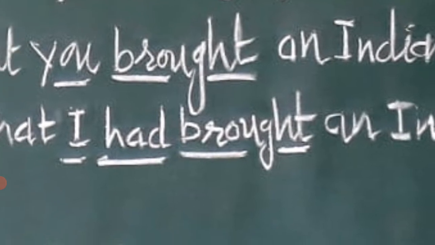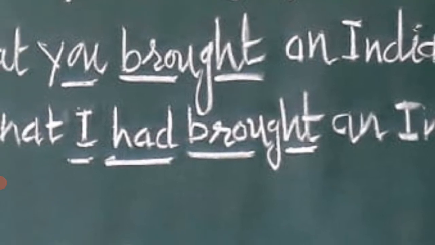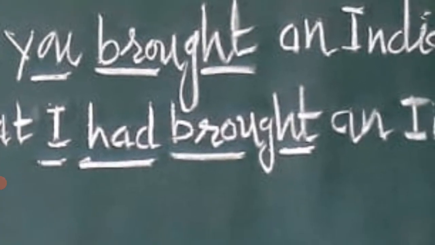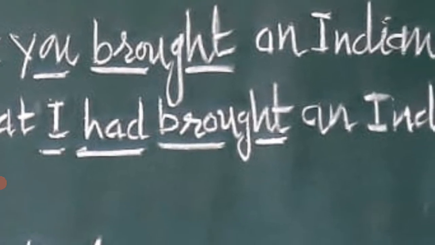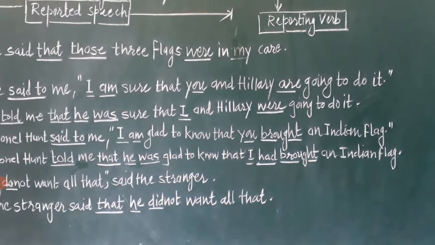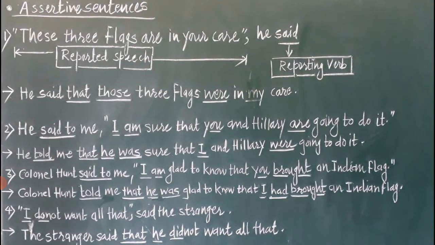That's why "you" is converted into "I", and afterwards "brought" has been changed into "had brought". So this is the very significant change that you all need to notice. An Indian flag, as usual, and finally a full stop. So this is a fine example of how you can convert an assertive sentence in simple past tense into past perfect tense.